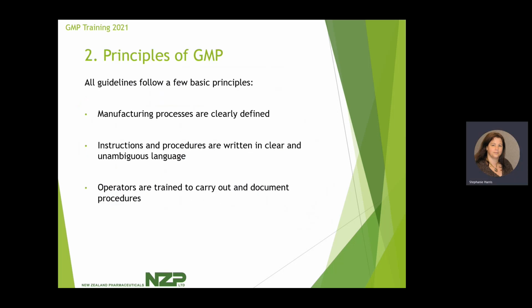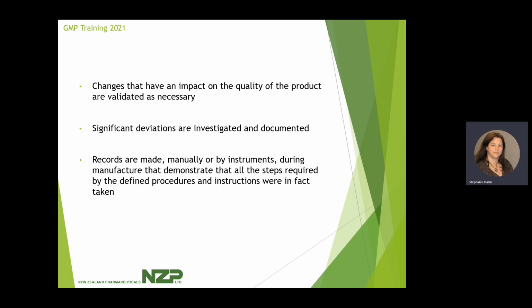Principles of GMP. All guidelines follow a few basic principles. Manufacturing processes are clearly defined. Instructions and procedures are written in clear and unambiguous language. Operators are trained to carry out and document procedures. Changes that have an impact on the quality of the product are validated as necessary. Significant deviations are investigated and documented. Records are made manually or by instruments during manufacture that demonstrate that all steps required by the defined procedures and instructions were in fact taken.